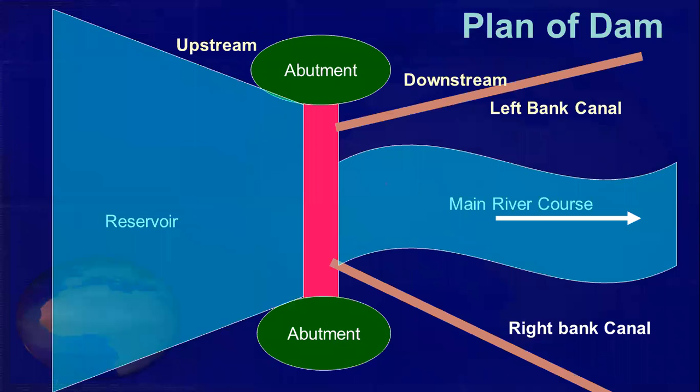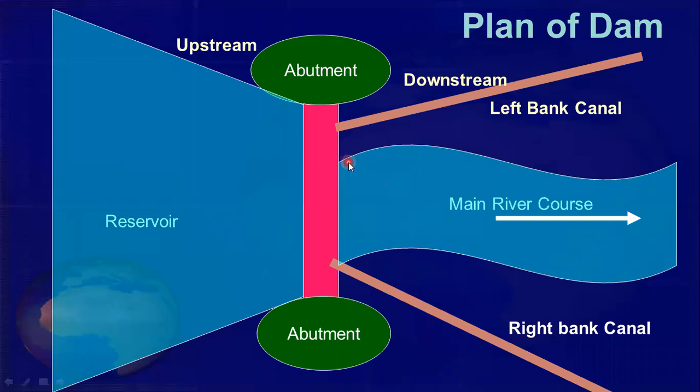Now this is a top view diagram. In this diagram, you can see on both sides the abutment is there, such like the abutment is present on a bridge. In the same manner, the abutment is there for your dam wall also. This abutment supports both ends of your dam wall.